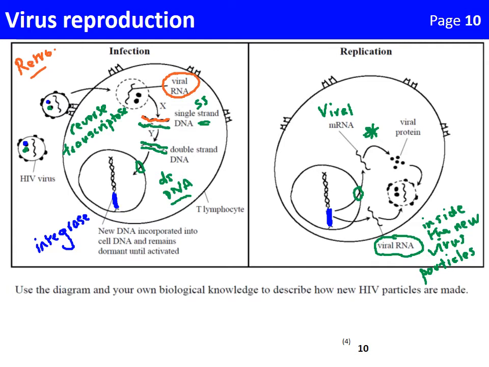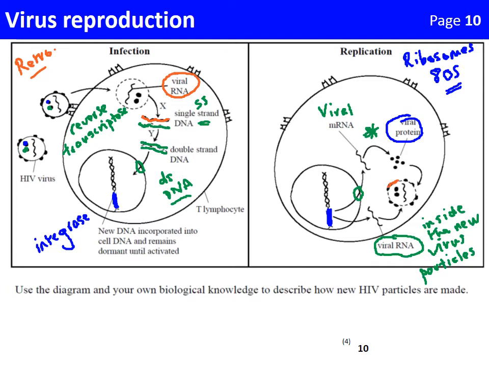So viral messenger RNA, when it attaches to ribosomes inside the host cell, we know the ribosomes are going to be 80S because it's a eukaryotic host cell. It's a human cell. Viral RNA is translated into viral proteins. These are predominantly capsid proteins. The new capsid is then formed.